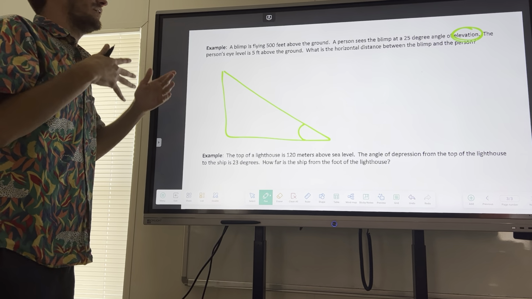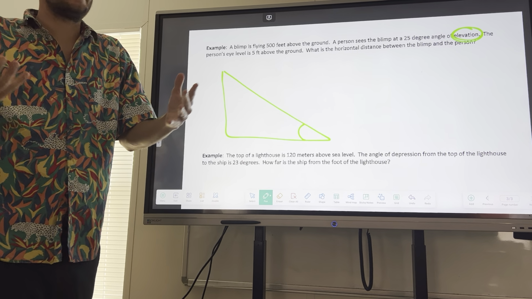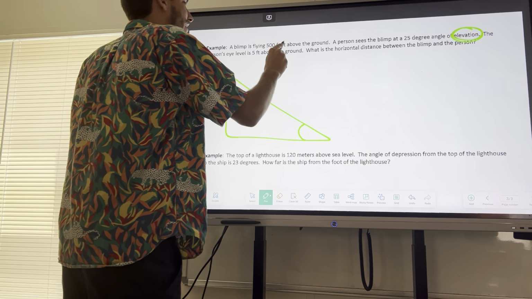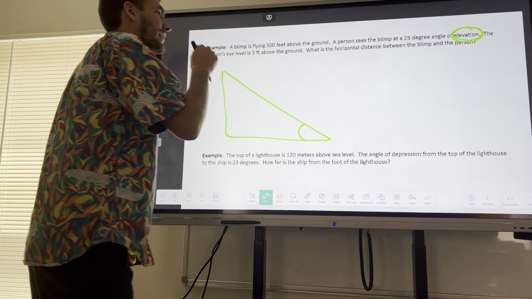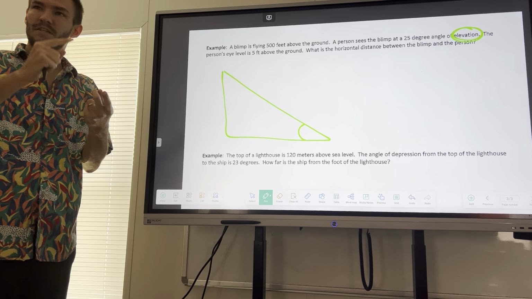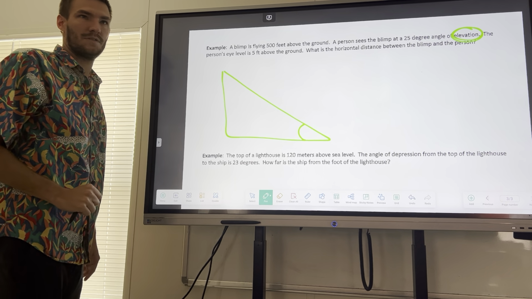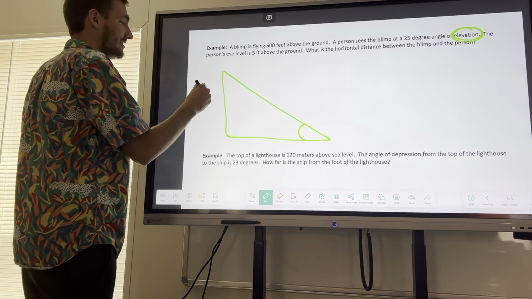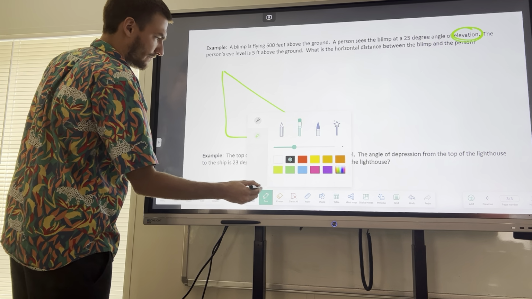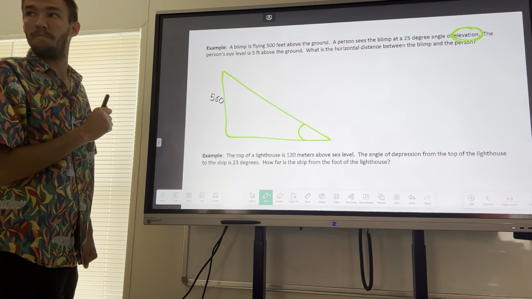I'm looking for numbers, and I should have two numbers missing a third, because that's how these questions always work. A blimp is flying 500 feet above the ground. Okay, cool, that's one of my numbers. Where are we putting that 500? Is it an angle? Is it the height, the base, or the hypotenuse? I would go with the height. Would it be 495? What do you say? Would it be 495?